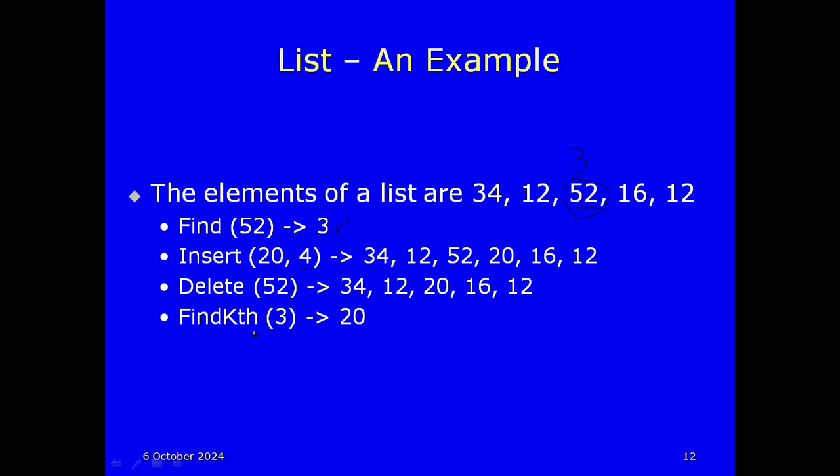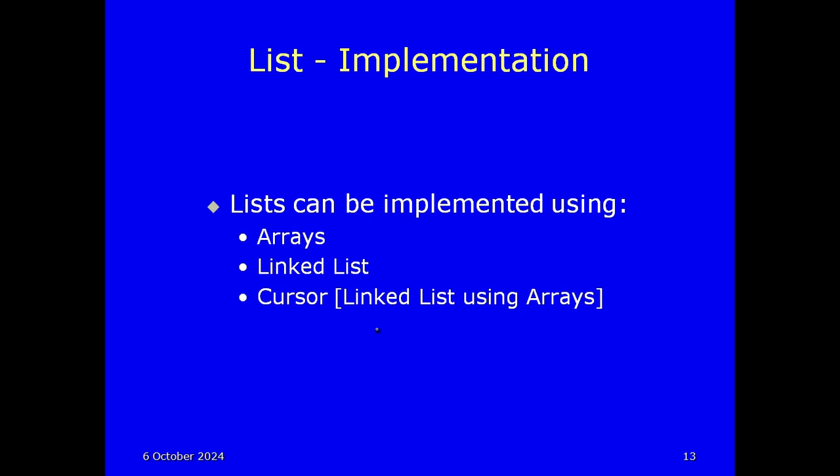Now the find kth function with 3. It returns the value at the third position in the list. Find kth returns the value at that position. Where is the third position now? It is 20. So 20 was returned. This is a simple example of the ADT list. So how are we going to implement the ADT list? Using an array and a linked list.